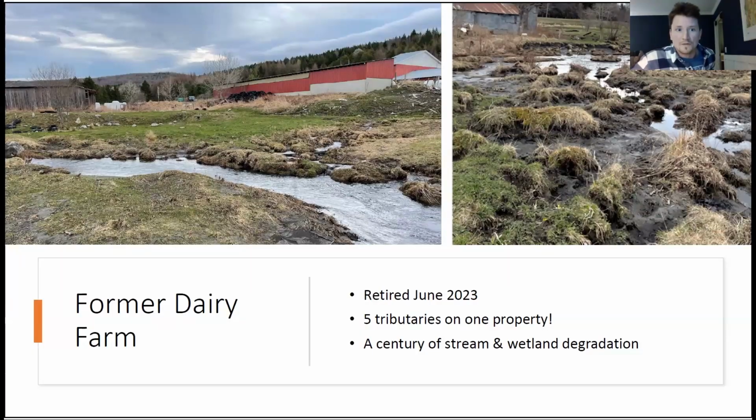So it used to be a dairy farm, and it was a pretty beaten up dairy farm. It had been farmed for about a century on and off, and you can see on the left, there's no riparian vegetation.